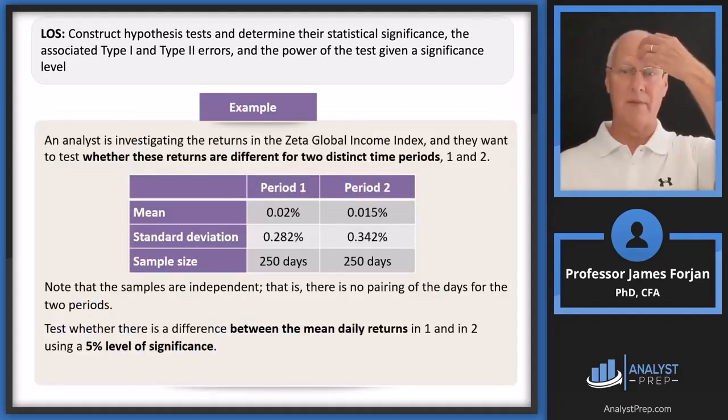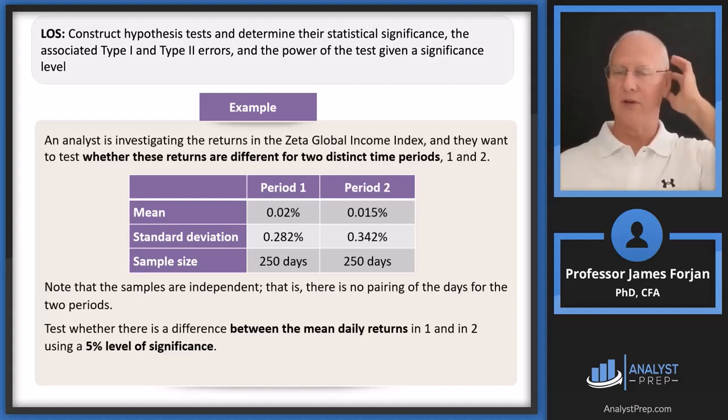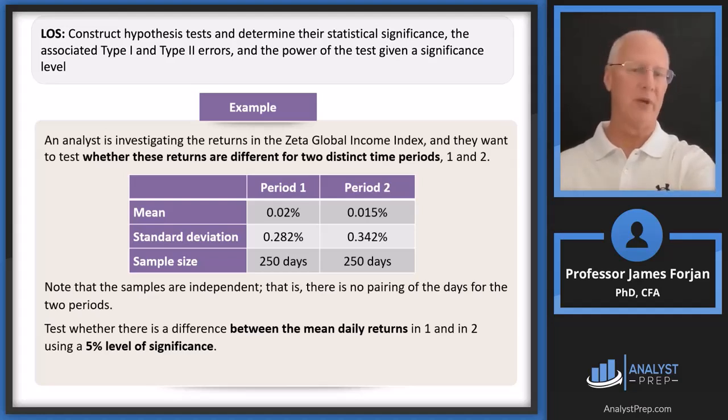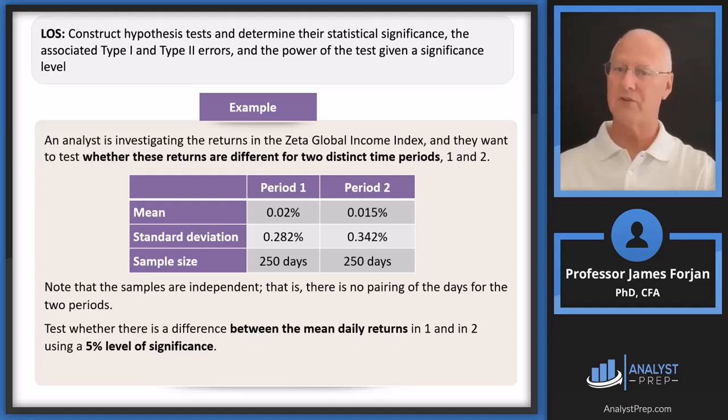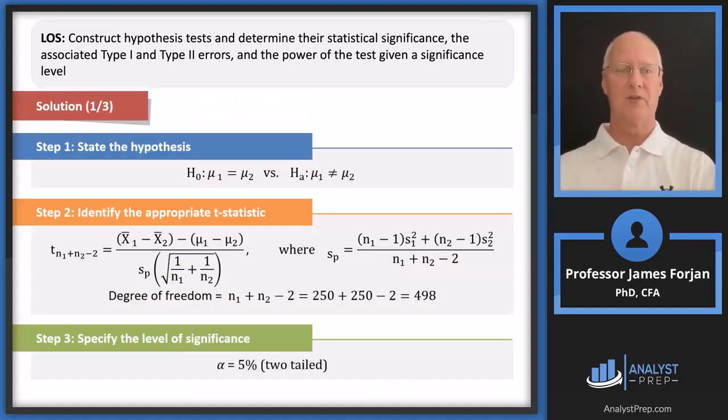Zeta Global Income Index, want to test whether returns are different for two distinct time periods, time period 1 and time period 2. So there's a mean, there's a standard deviation. Sample size is the same number of days. Yeah, so 5% level of significance. Is 0.2% the same as 0.15%? Well, kindergarten tells us no, but here the CFA program asks us to prove it. We need to prove it using some statistical test.